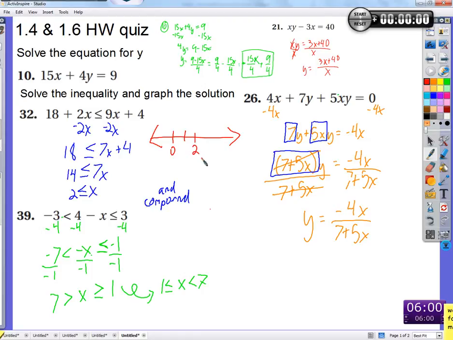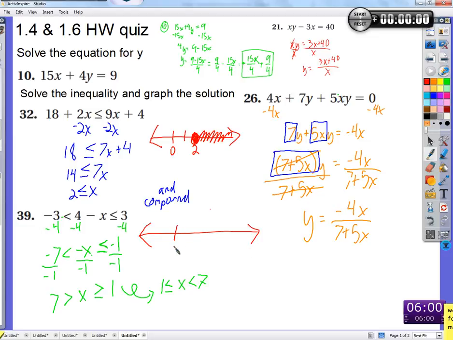Okay, now you're actually... Closed circle on 2. How do you know it's a closed circle on 2? Can be equal to. And? Right. Shade to the right. All right, that'll do it for that one.